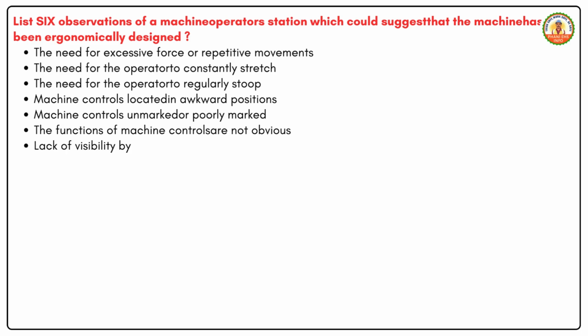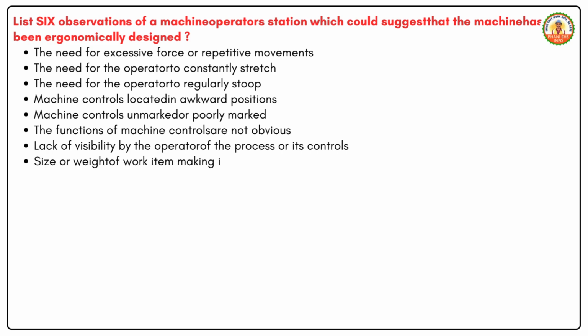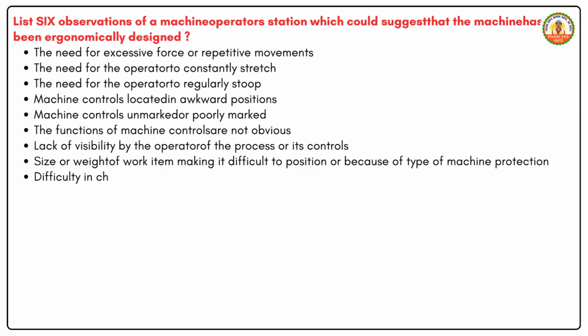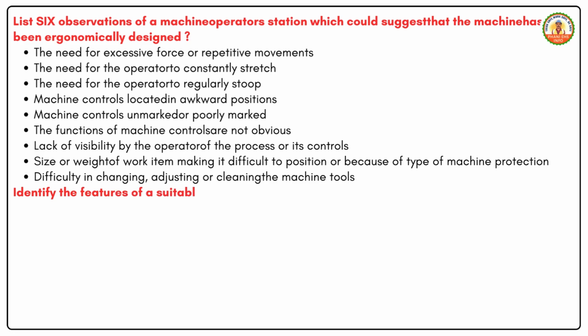Lack of visibility by the operator of the process or its controls. Size or weight of work item making it difficult to position or because of type of machine protection. Difficulty in changing, adjusting or cleaning the machine tools. Identify the features of a suitable seat for use at a DSE workstation.